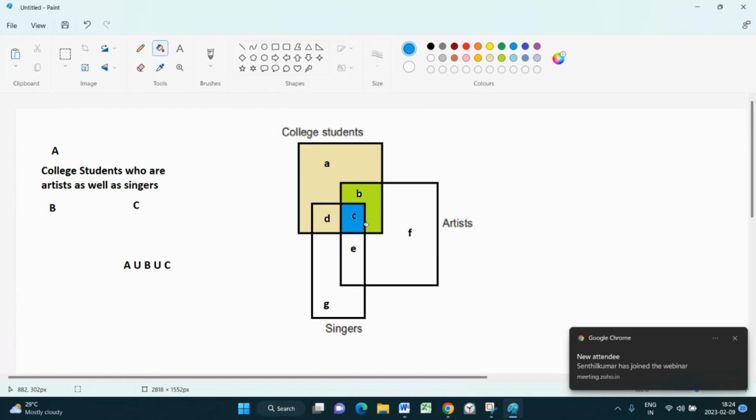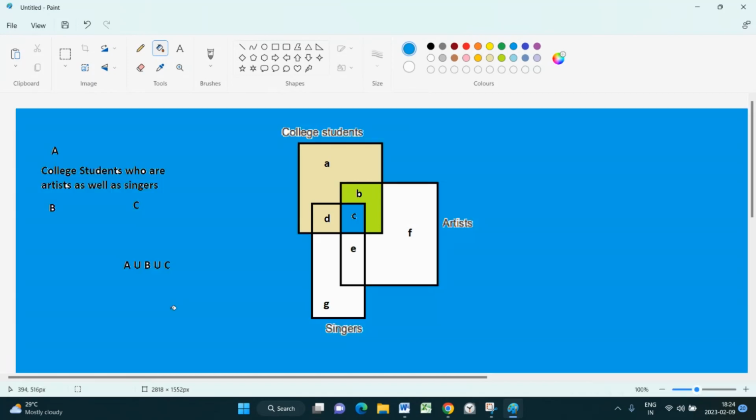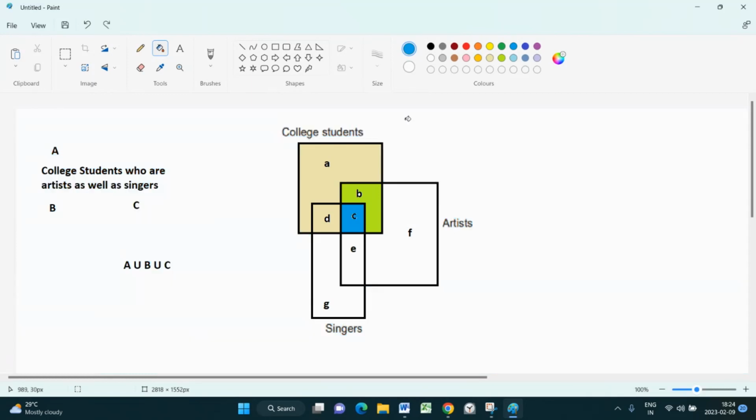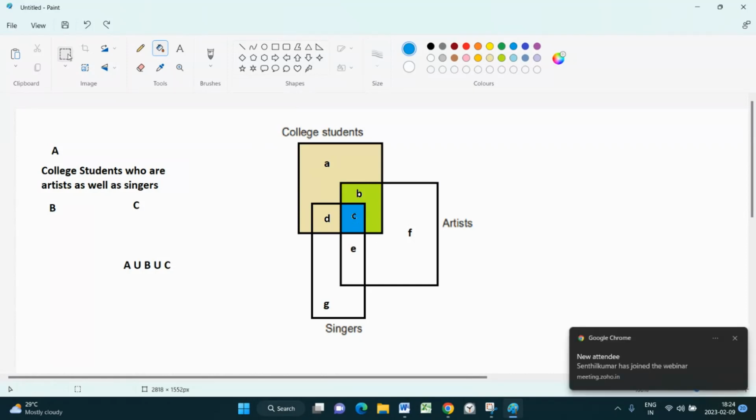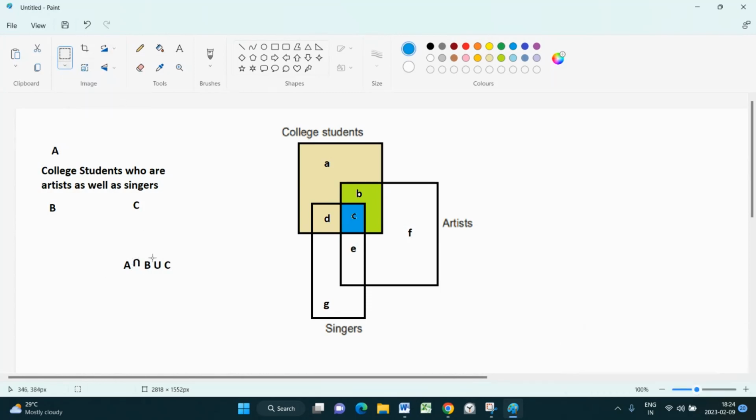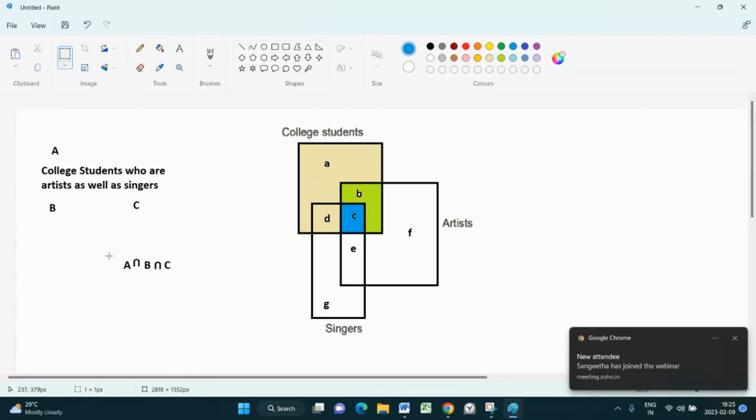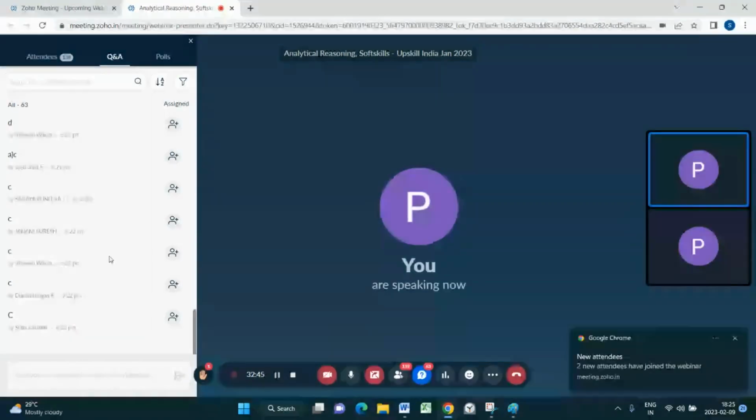Excellent. How will you write this? Don't you find that it's an intersection of college students, artists, and singers? C is part of college student as well as singer as well as artist. So when you want to write this, it is A intersection B intersection C. Understood? Any doubt?